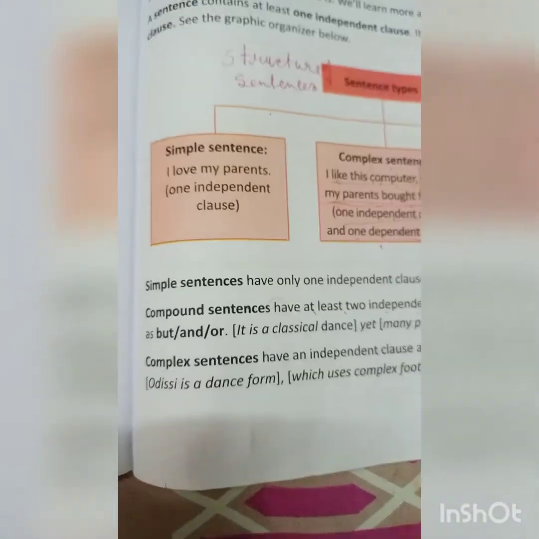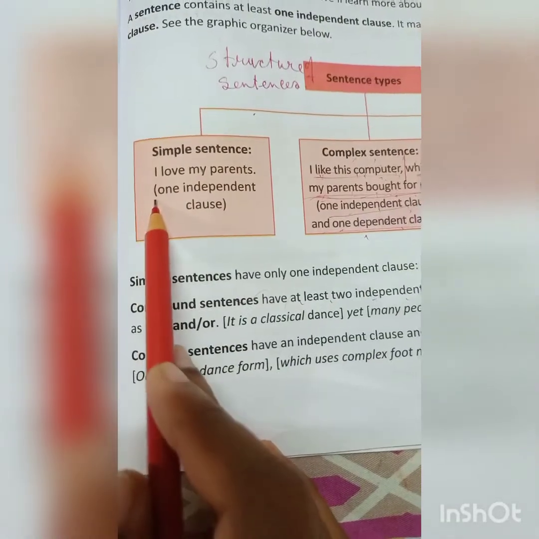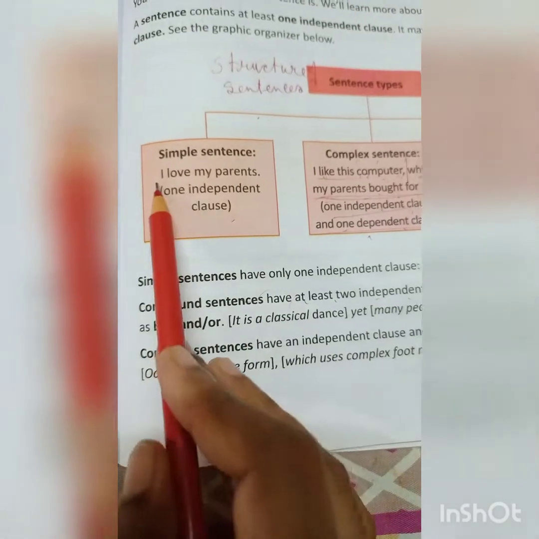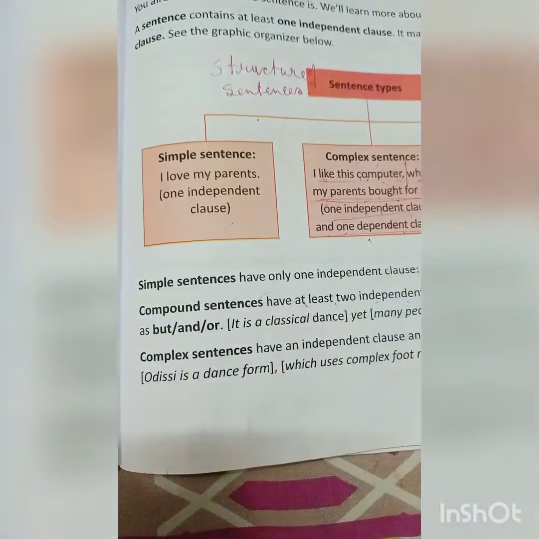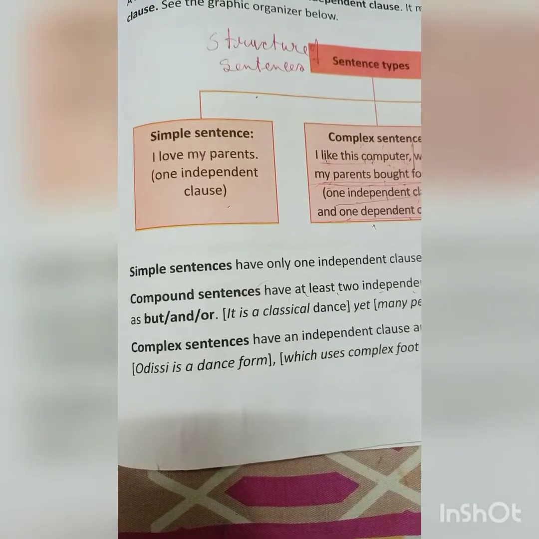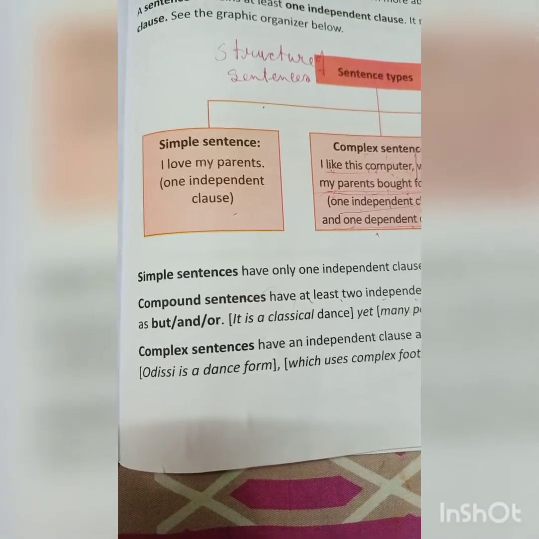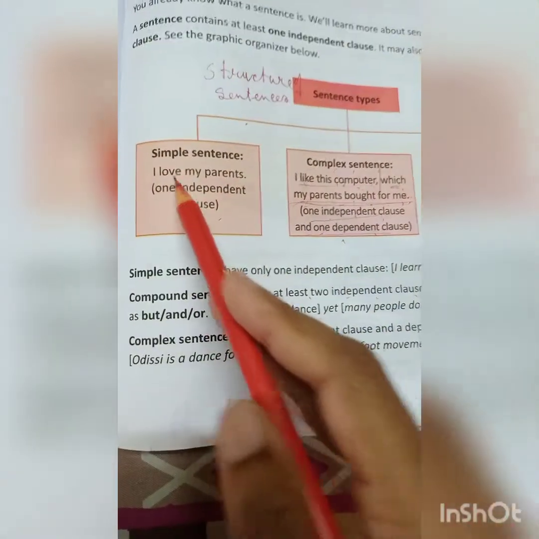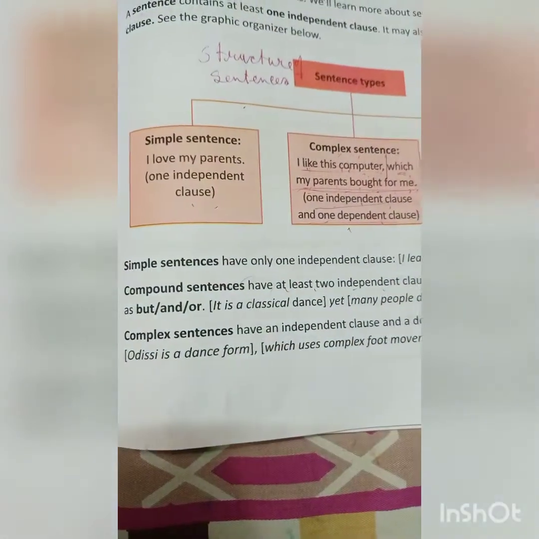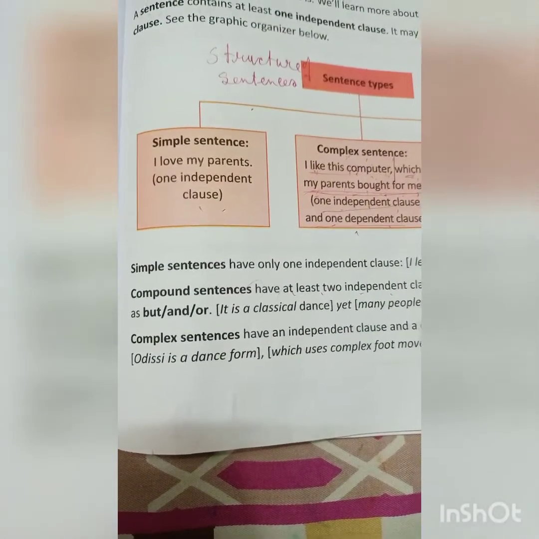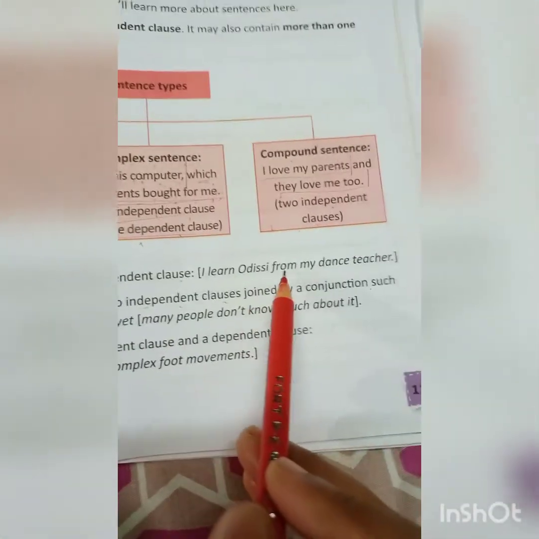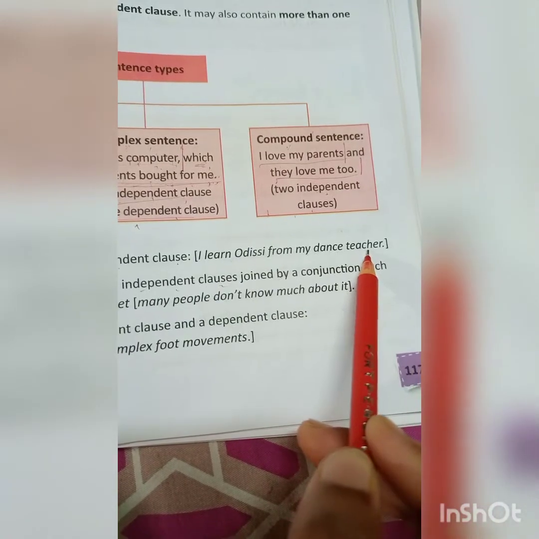Now come to the simple sentence. Simple sentence will have only one independent clause. I love my parents. See, no other sentences are there. Only one independent clause. Complex sentence, one independent, one dependent. Compound, two independent clauses, no dependent clauses. And simple sentence will have only one independent clause. Understood? I hope it's clear to you. See over here, simple sentence has only one independent clause. I learn Odissi from my dance teacher.